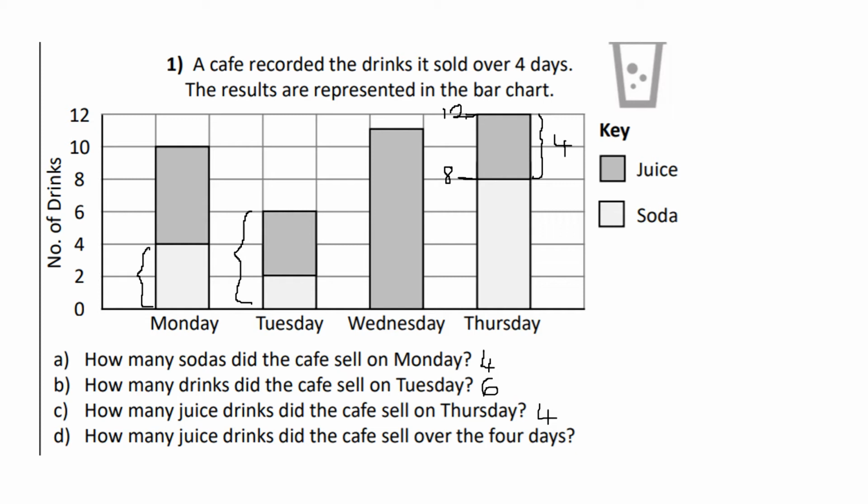Now, how many juice drinks did the cafe sell over the 4 days? So let's have a look. On Monday, we're going from 4 to 10. So on Monday, they sold 6 juice drinks. Tuesday, from 2 to 6, so they sold 4. Wednesday, all they sold was juice, so they sold 11. And we've already worked out that they sold 4 juice drinks on Thursday. So if we add those together, we're going to do 6, add 4, add 11, add another 4. That will give us 25 juice drinks. So over the 4 days, the cafe sold 25.